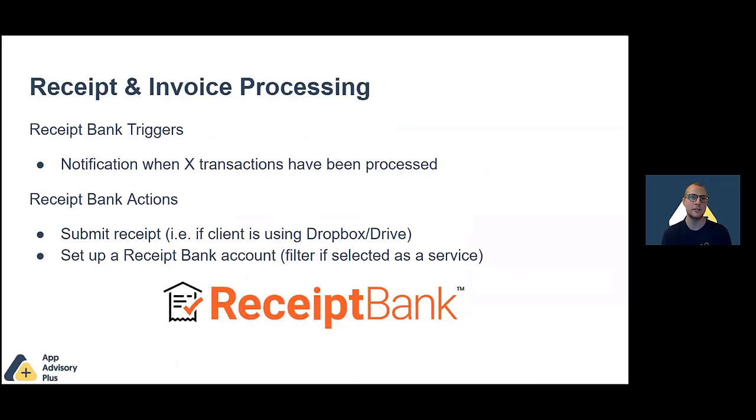And actions are, you can submit documents through other means. So if someone's using a Dropbox or Google Drive and they just want to put their stuff in there, and then you want it to go into Receipt Bank, you can use Zapier to do that. Or when a proposal is signed and someone has bookkeeping as part of that service, or you just give Receipt Bank to every client, then you can set up a Receipt Bank account automatically for them on your accountant portal using this.